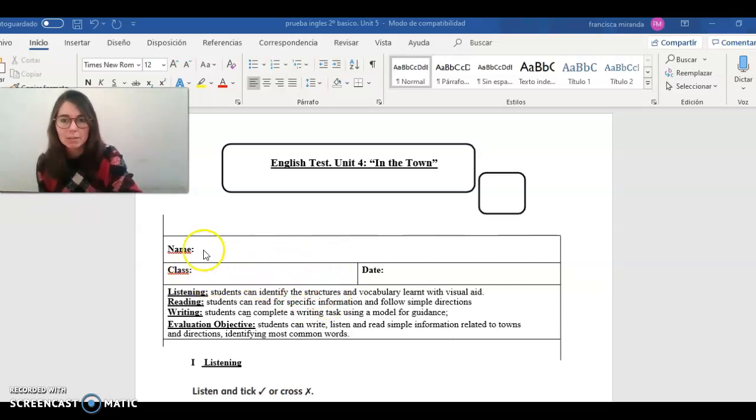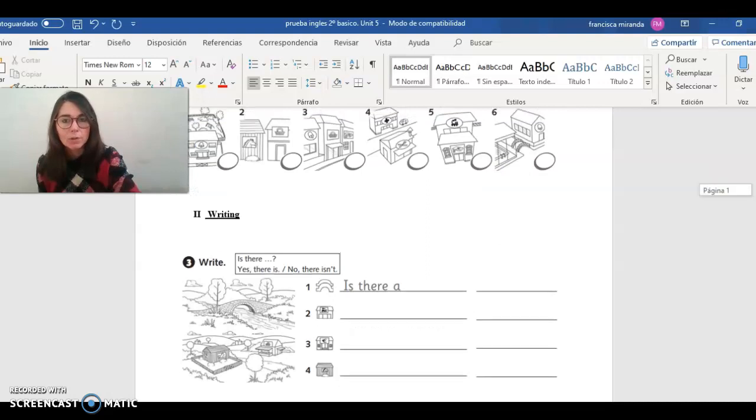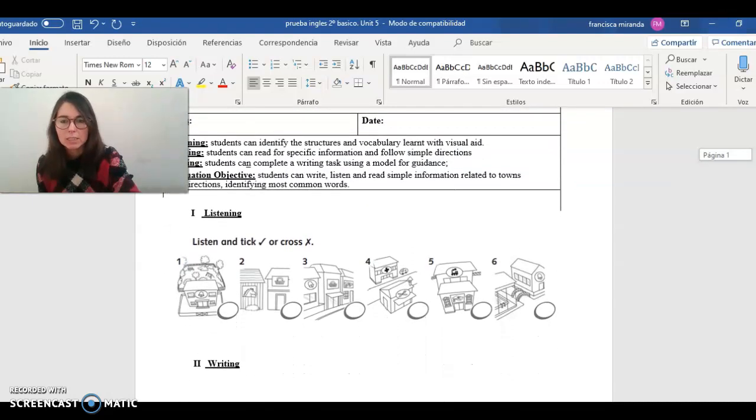¿A qué curso pertenece? Your name, su nombre completo, and the date. What day is it today? Is it Monday, Tuesday, Wednesday? What's the date when you did this test? La fecha en que hicieron esta prueba, right? Then, we're going to start with the first part.